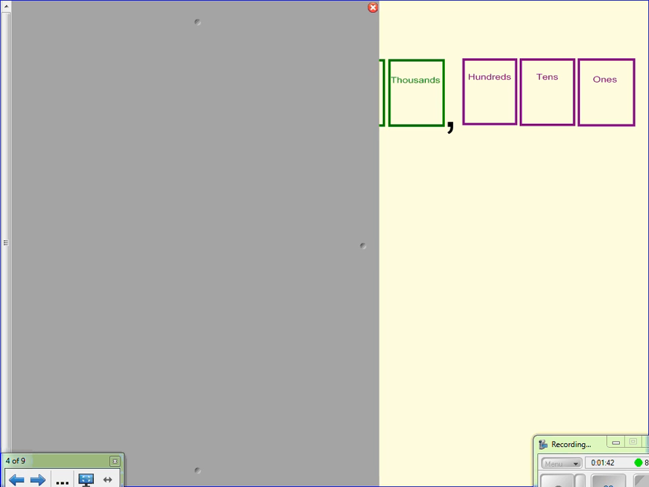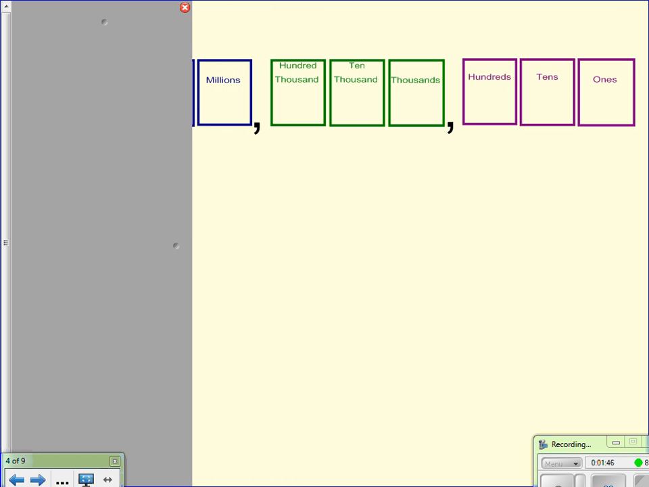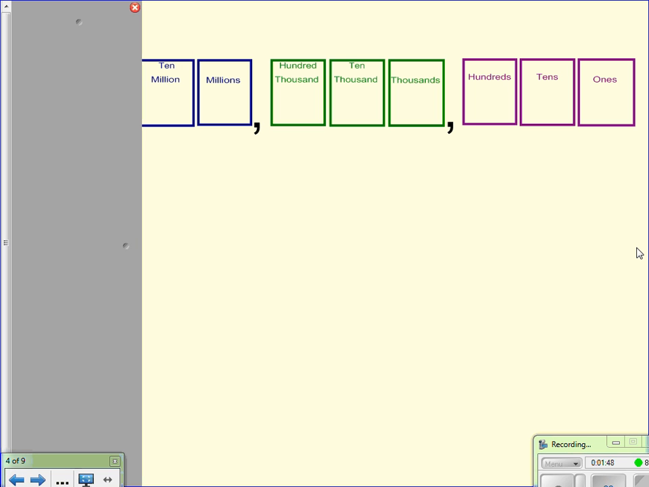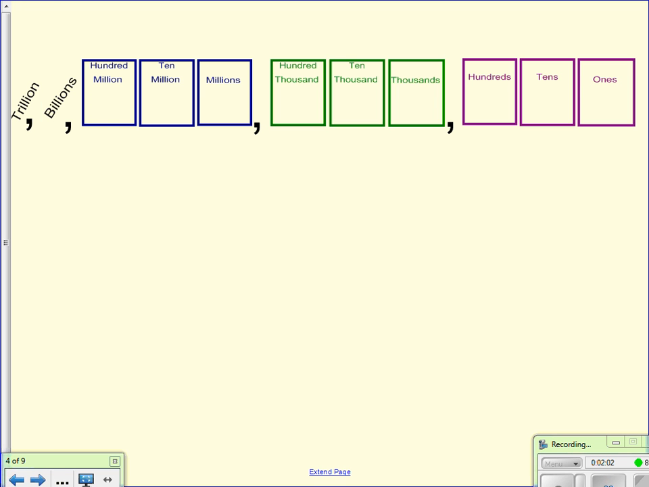And now we start repeating with 10,000s, 100,000s, 1 million, 10 millions, 100 millions. If we went to the billions now, we could then have a box for billions, 10 billions, 100 billions. If I wanted to go one step further, it would be trillions, and I'd go trillions, 10 trillions, 100 trillions.